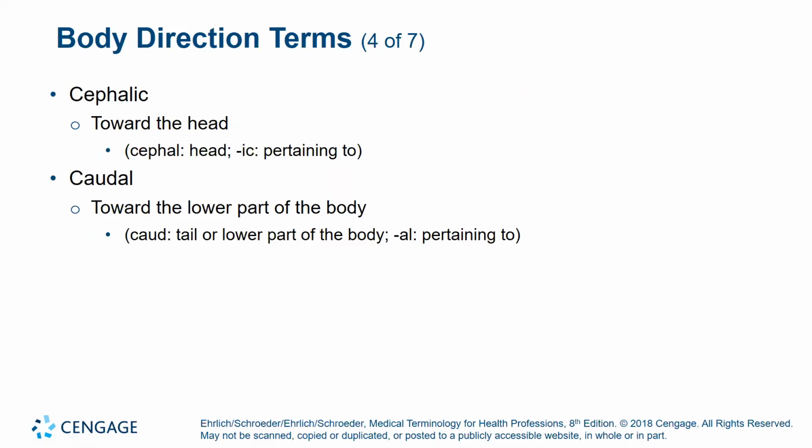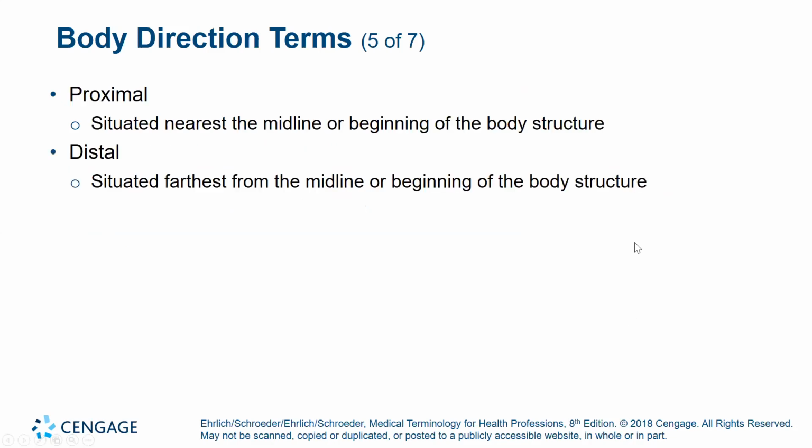Cephalic, or cephalad, is toward the head. Cephal is head, and ic is pertaining to. Caudal is toward the lower part of the body or the tail. Caud is tail or lower part of the body, and al is pertaining to. So breaking that term down, it means pertaining to the tail or the lower part.